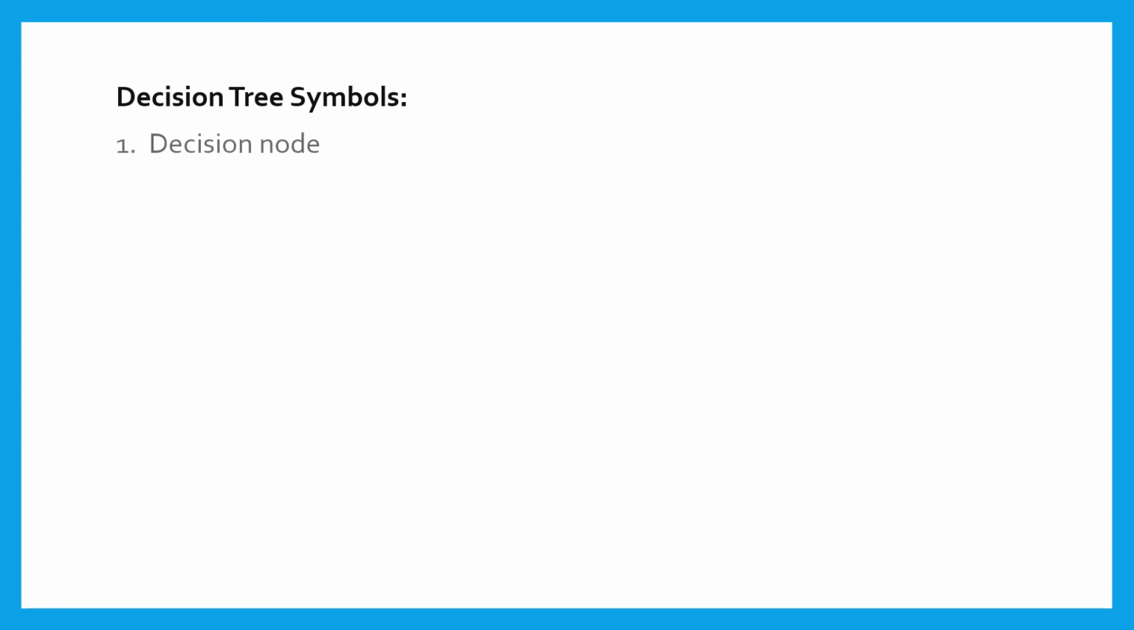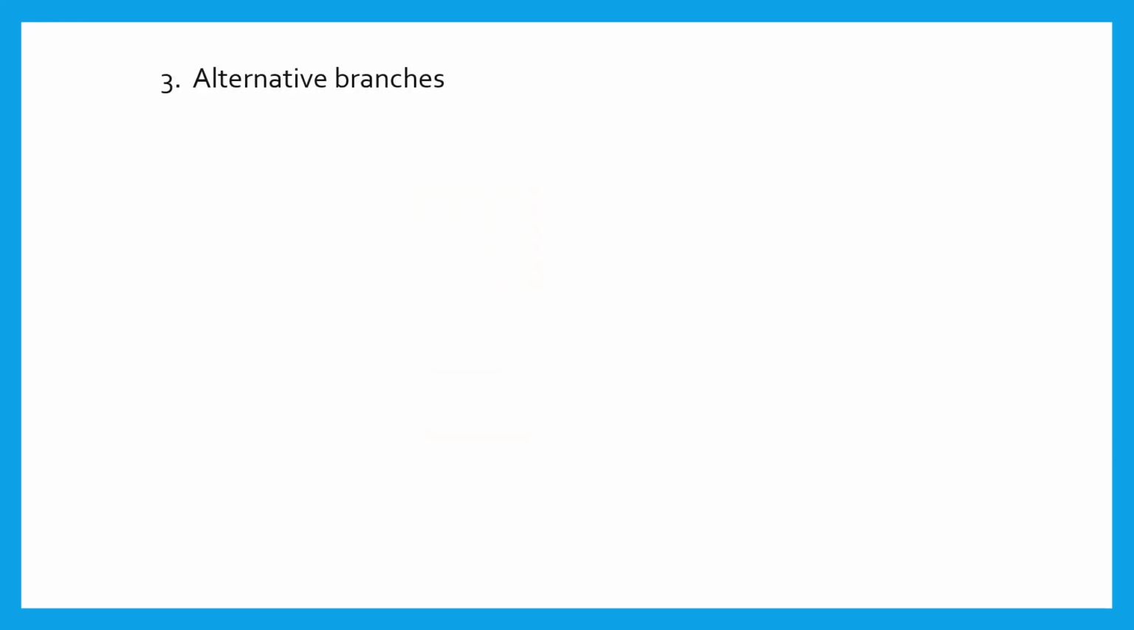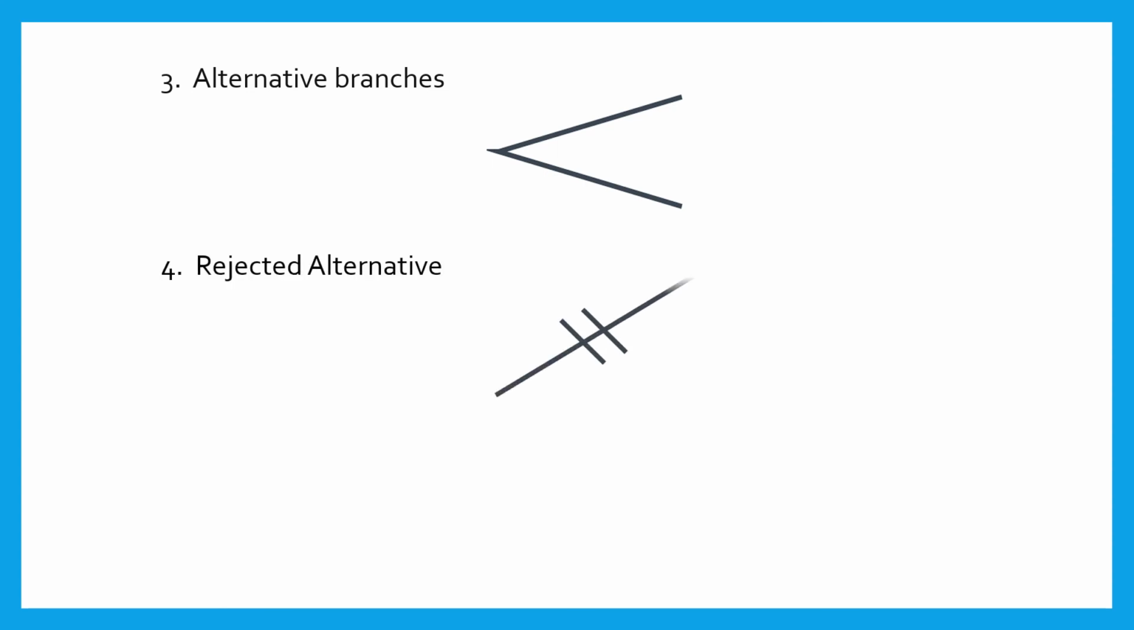Decision tree symbols. Decision node: it indicates a decision to be made. Chance node: it shows multiple uncertain outcomes. Alternative branches: each branch indicates a possible outcome or action. Rejected alternative shows a choice that was not selected. Endpoint node: it indicates a final outcome.